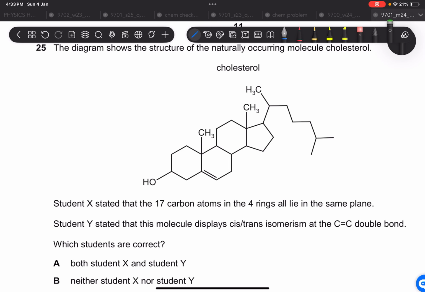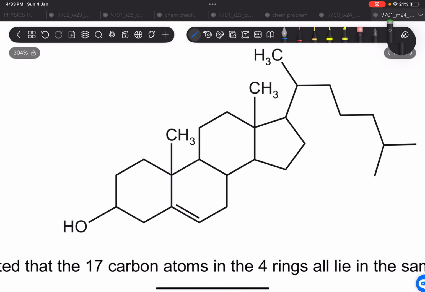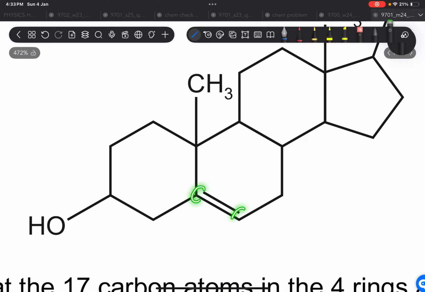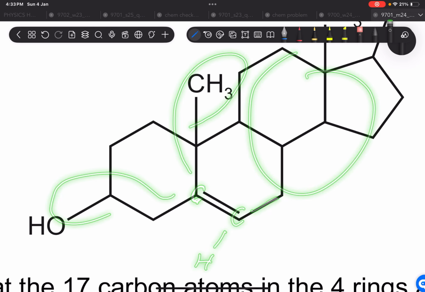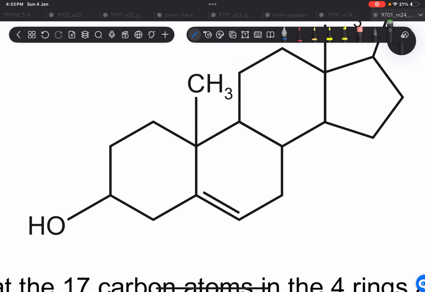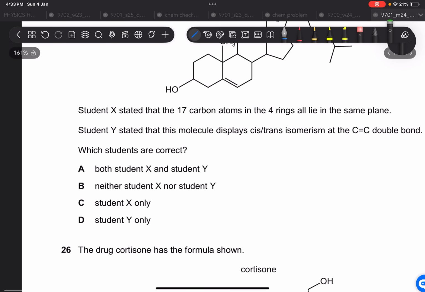Student Y stated this molecule displays cis-trans isomerism at the C=C double bond. Okay, so it's going to display it if it has different groups attached. So this C and this C, let's check. Over here it has this entire thing attached, and below it has an H attached. This carbon right here, above it has this thing attached, and below it has this thing attached. So it's going to show cis-trans because there are 2 different groups attached. Always look for different groups when you are dealing with cis-trans isomerism.